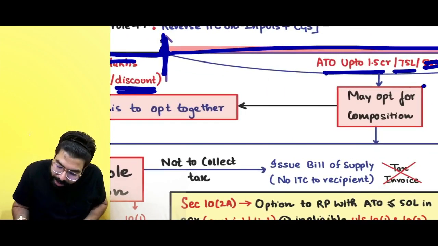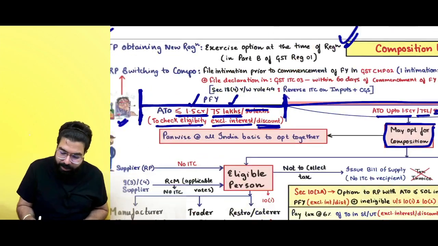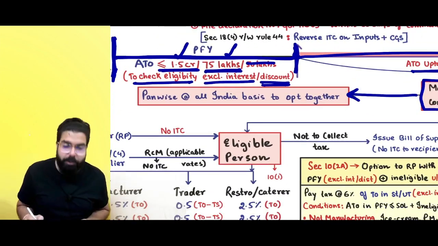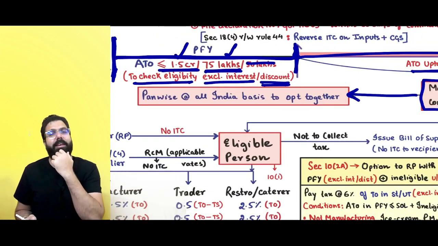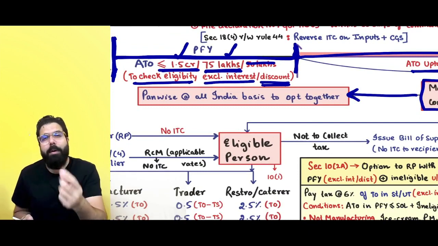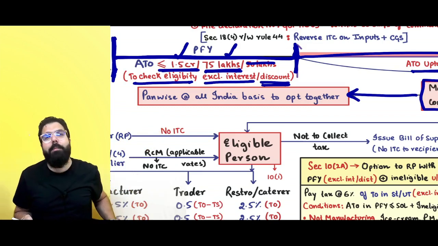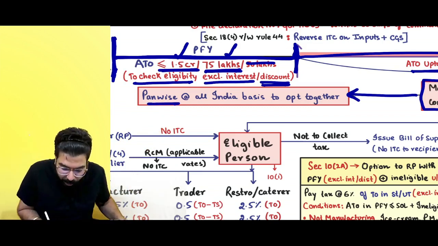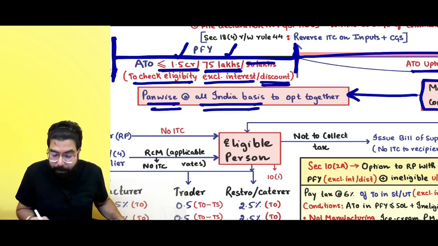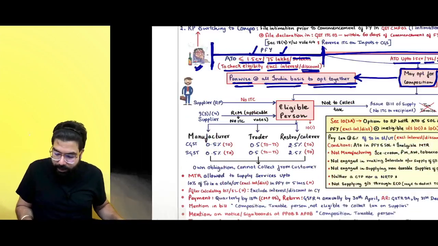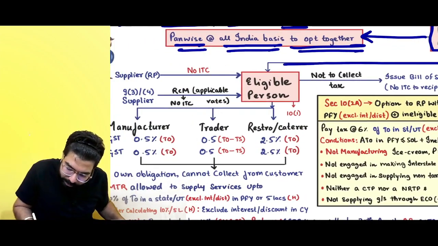Done, sir. I can go ahead and opt for composition levy. If I am opting for composition levy and I have three registrations in three states, for example, once you opt for the composition scheme, all the registrations will come under composition. So you have to opt PAN-wise, on an all-India basis, to opt together.